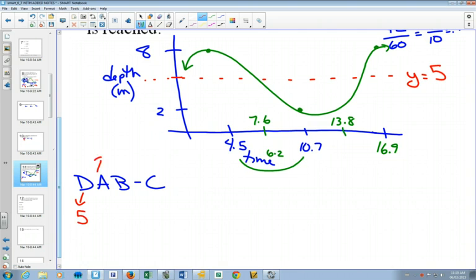What's our amplitude? And our period, if we think of this as our period, from 4.5 to 16.9 is 12.4. So our B value will be 2 pi over 12.4.